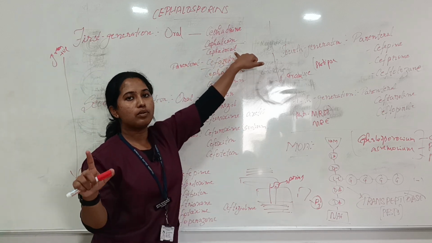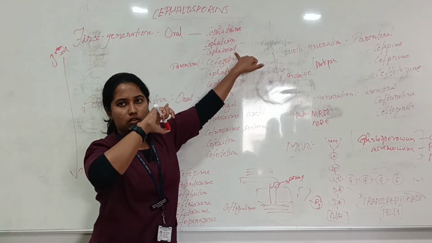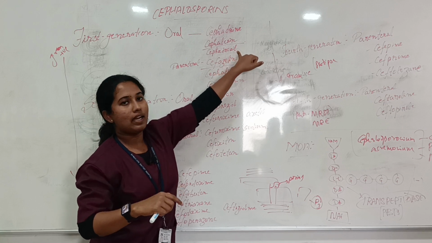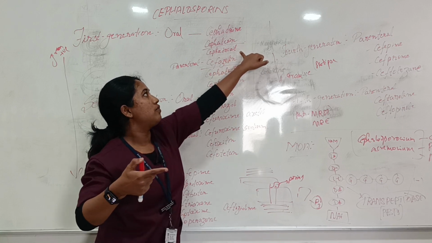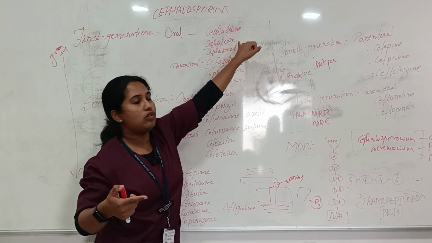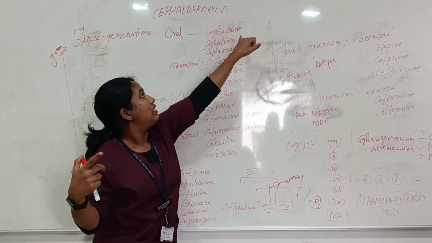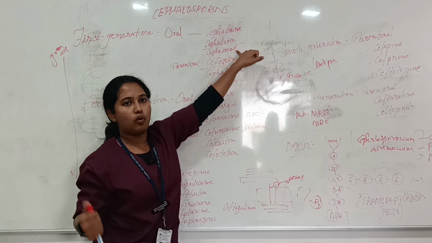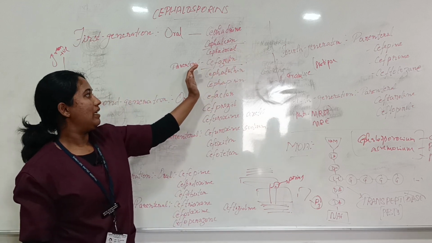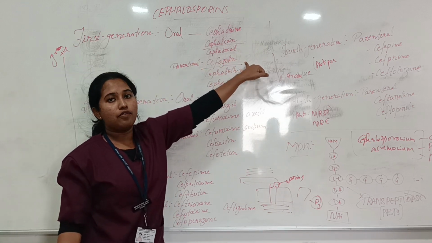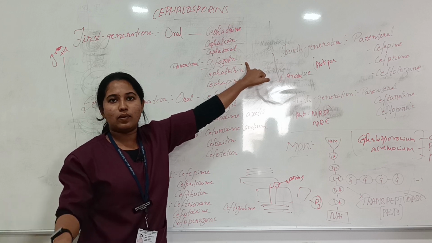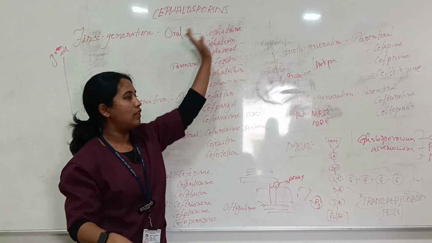Cefadroxil was the first drug which was found in oral cephalosporins. This is a prototype drug, and from this a modified version of the drug was formed, that is cephalexin. So prototype means the first drug which was formed. So cephalexin's prototype was cefadroxil. And in the parenterals, cefazolin is found to have the longest duration of action. So that is why that is the only parenteral drug that we are using in the first generation.